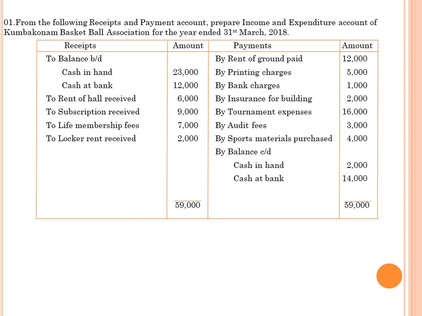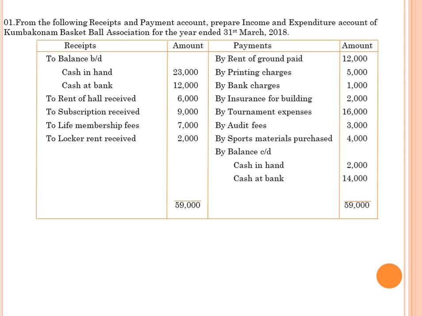Before working out the problem, we have a small revision about income and expenditure. The first one: the income and expenditure account is similar to the profit and loss account. Expenses are recorded on the debit side and incomes are recorded on the credit side. Number 2, in the income and expenditure account, we don't take cash and bank balance. And number 3, in the income and expenditure account, we record only revenue nature items. That means capital receipts and capital payments we don't entertain in the income and expenditure account.